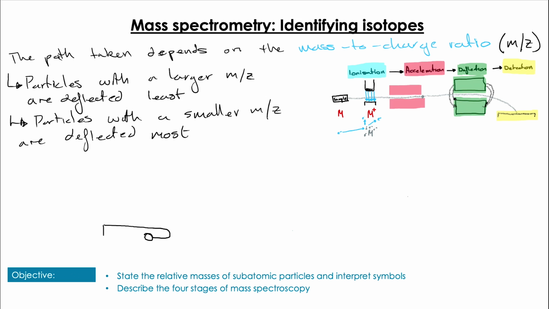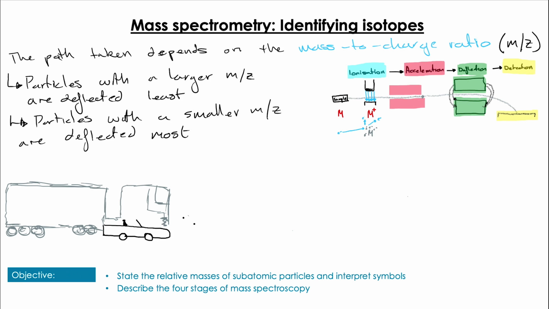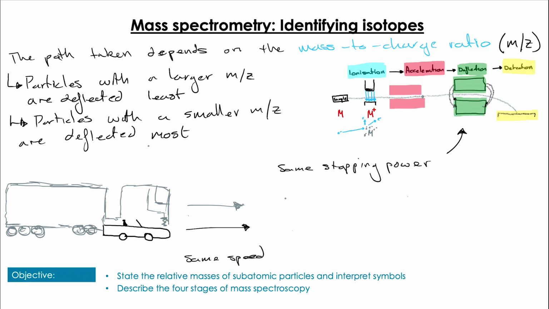So you can think about this like a lorry and a car. In this situation, let's say both of these have the same brakes. Now, if they're going at the same speed and they have the same stopping power and they brake, which will stop first? Well, you already know that the lorry will take much longer to stop, and we can consider this a little bit like the deflection. In the deflection, if everything has the same charge, because everything has +1 charge, then the smaller particles will deflect a lot more than the larger particles.